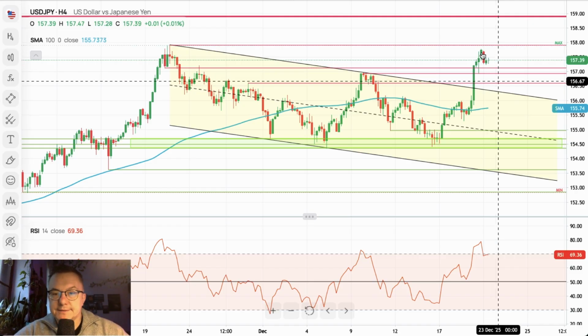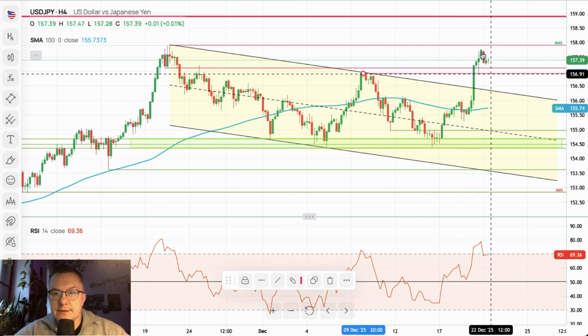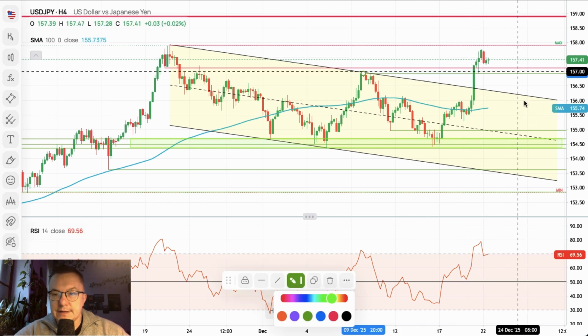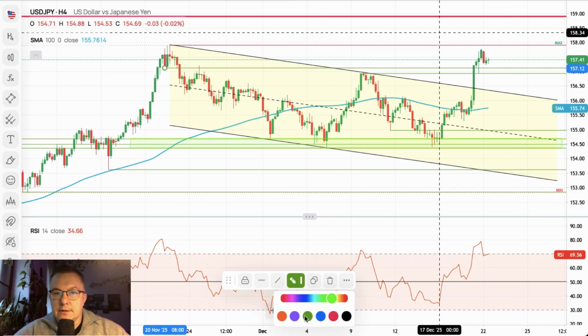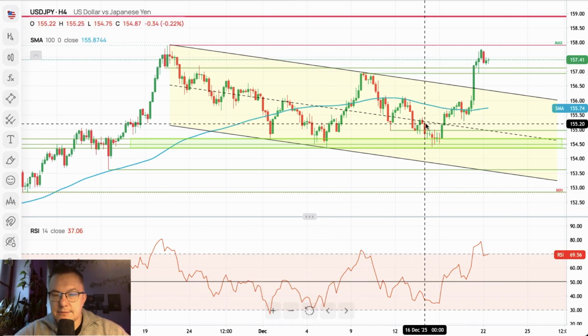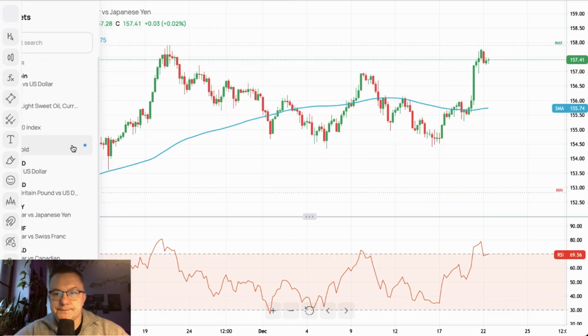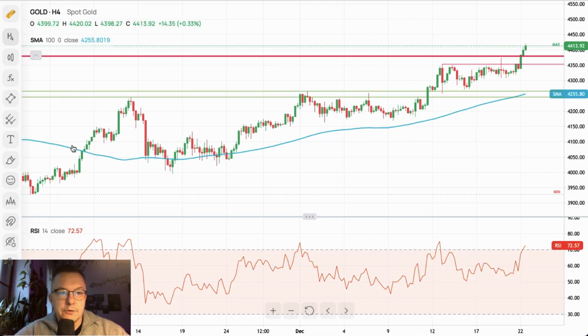So all of these levels will now be the technical support, 156.93 and 157.13. So bulls are regaining strength on the US dollar versus the Japanese yen, eyeing the next swing high. What is gold doing? New all-time high on gold.